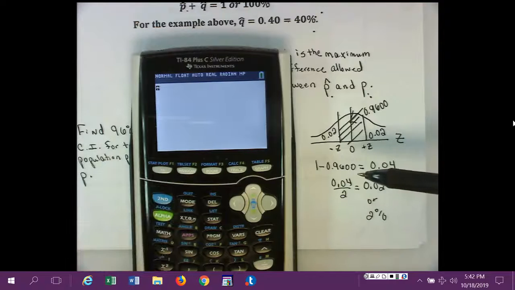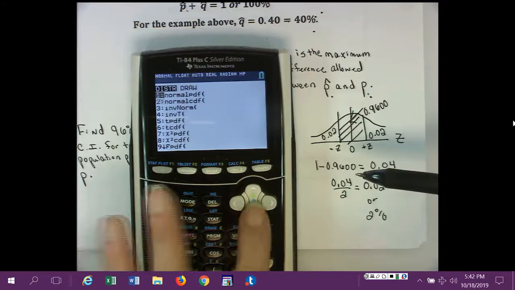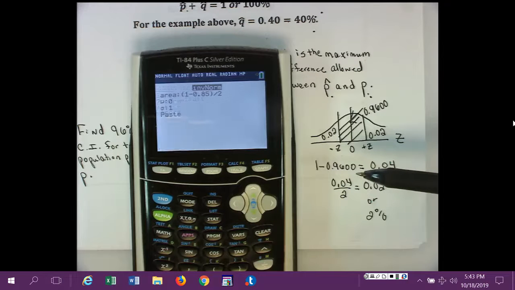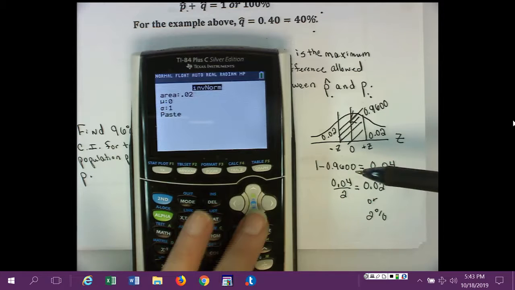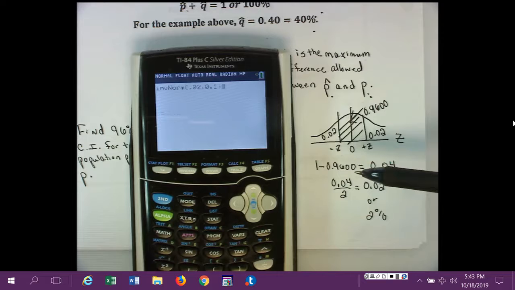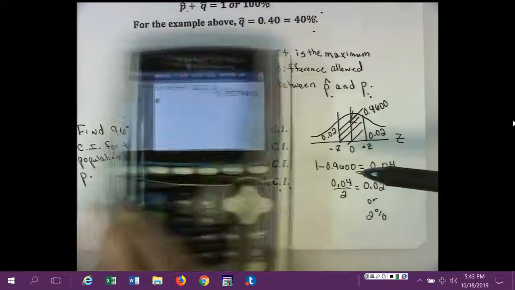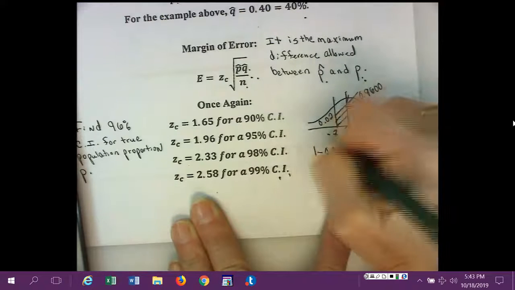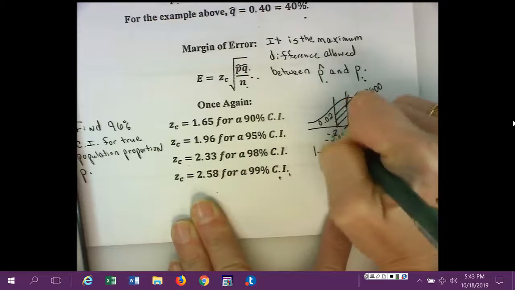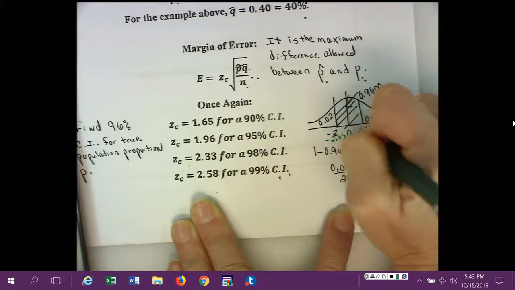Second, remember that distribution button? Arrow down to invert norm, enter. That's the area in the left tail with 96% degree of confidence. Negative 2.05. You know, and I know, that even though it says negative 2.05, which goes here, now that we know that z-score, this one has to be a positive 2.05.